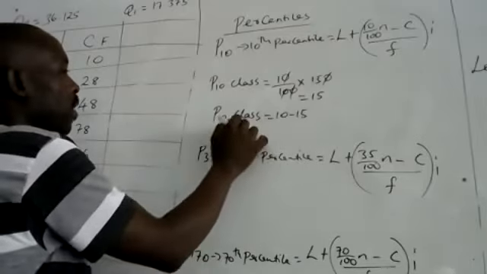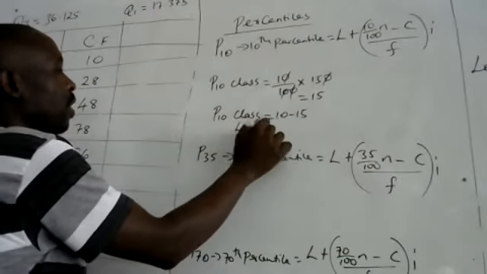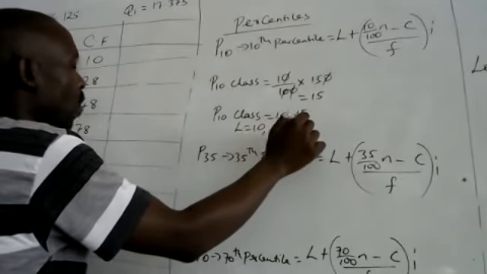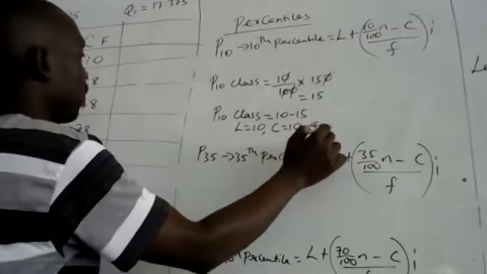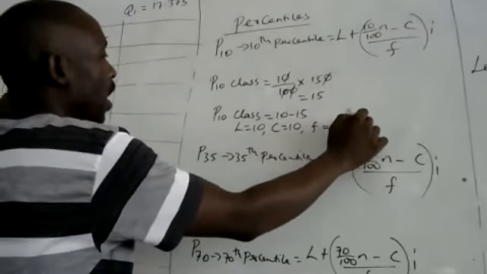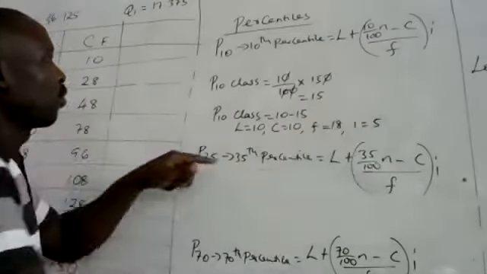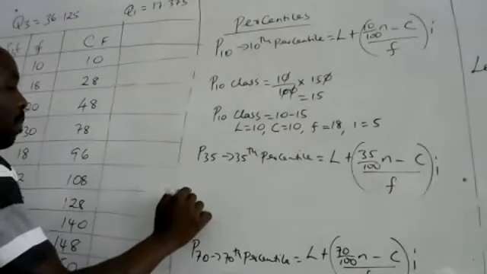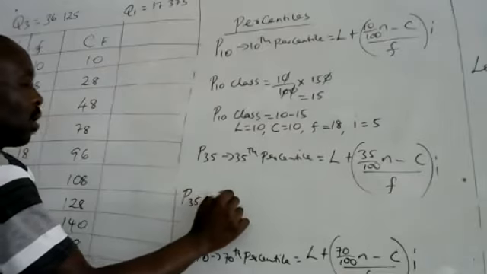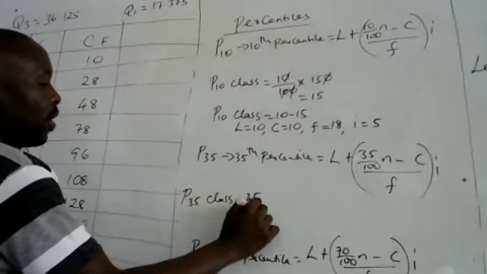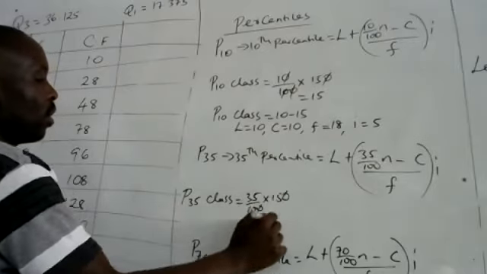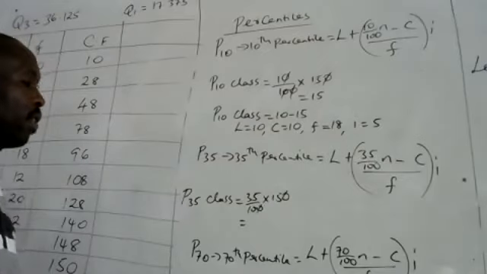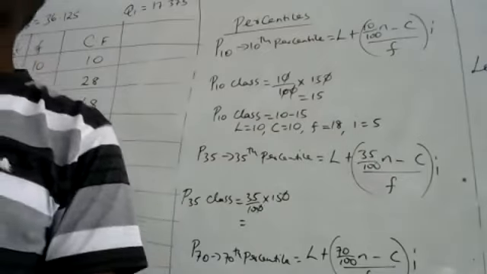If you locate the class, obviously our L will be the lower limit of that class. Our C is the cumulative frequency above, which is 10. Our F is the frequency for this class, which is 18. Our I is going to be 45. You substitute in the formula, you get it. Similarly, you must locate here the P35 class, which will be given by 35 over 100 times n, which is 150. You find the answer there, which is how much, Joel? 35 times 15 divided by 10.